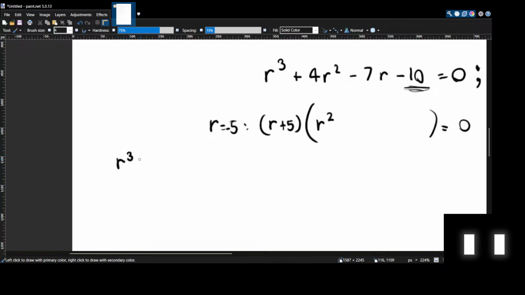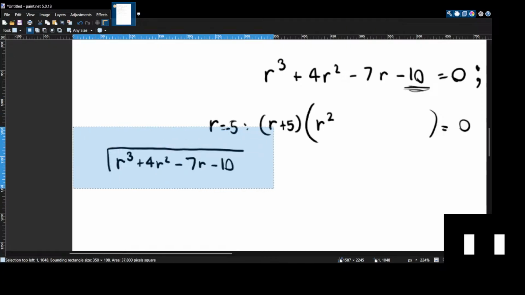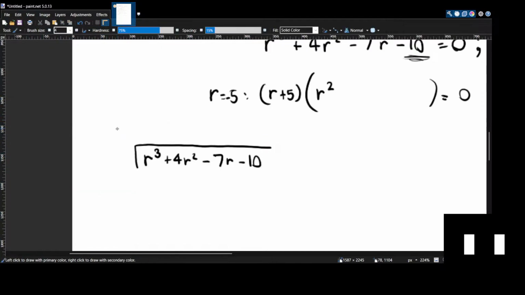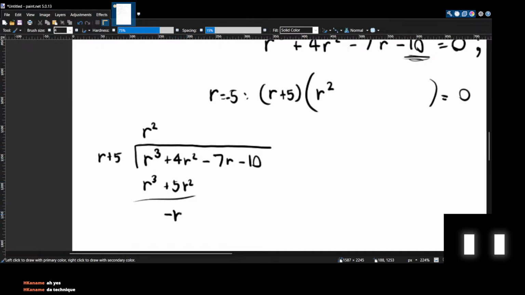So r to the power 3 plus 4. Have you guys forgotten how to do polynomial division yet? One of my friends actually has. Okay, so this becomes r plus 5. You guys remember how to do this? If I multiply this by r squared, we're gonna get r cubed plus 5r squared. And then you subtract that, that becomes negative r squared.